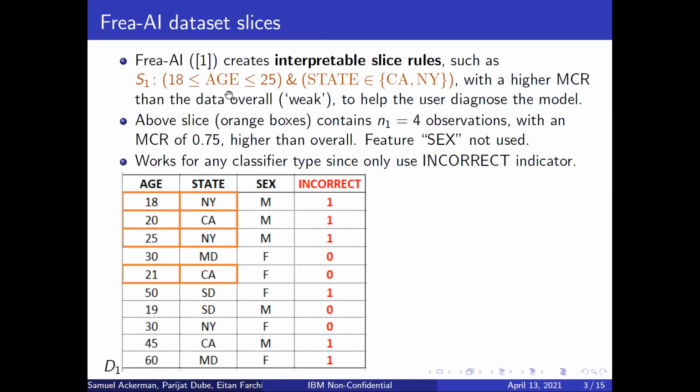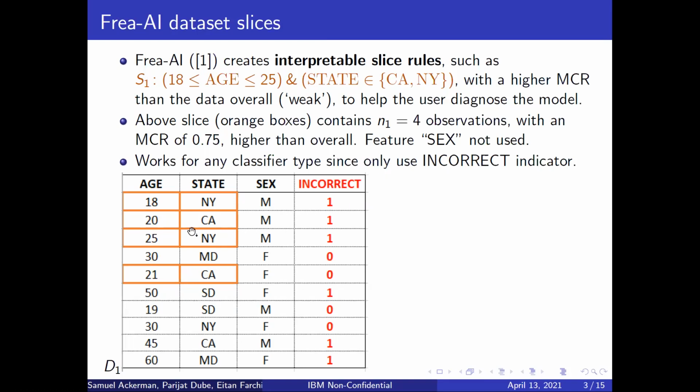Our tool, FreeAI, creates interpretable data slice rules. A slice is, for example, a region where age is between 18 and 25, and state is either California or New York. Observations in these slices will have a higher MCR than the data overall, and we call these weak areas. We return these to the user to diagnose the model.